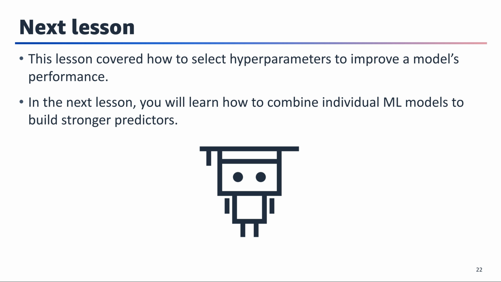This lesson covered how to select hyperparameters to improve a model's performance. In the next lesson, you will learn how to combine individual ML models to build stronger predictors. Combining multiple models can often lead to better performance than any single model alone. Some common ensemble techniques include bagging, boosting, and stacking. We will explore the strengths and weaknesses of these different ensemble approaches, as well as best practices for creating effective ensemble models tailored to your specific prediction tasks.